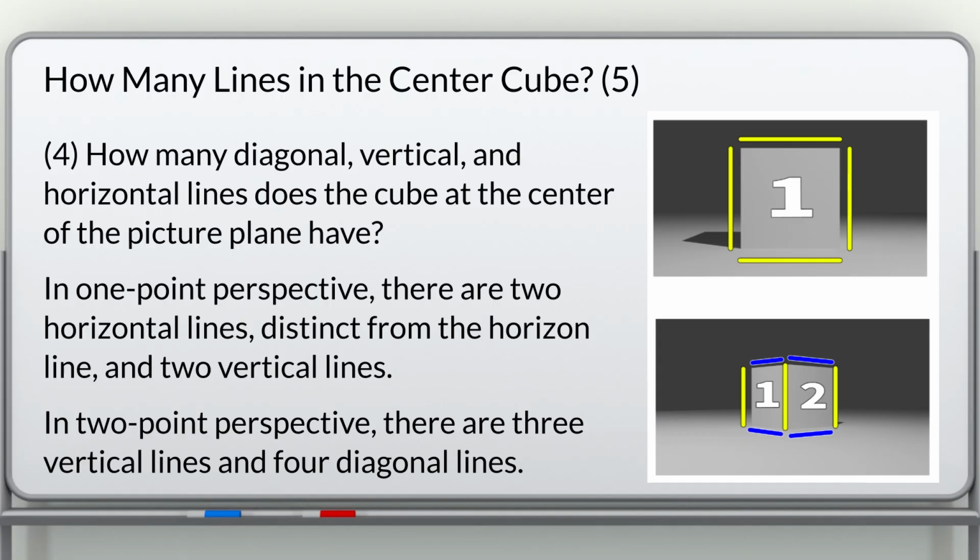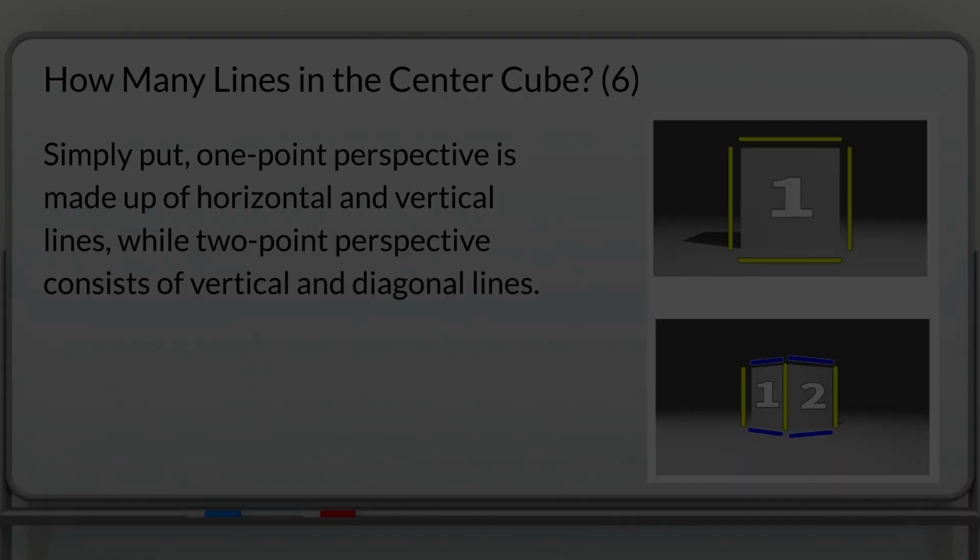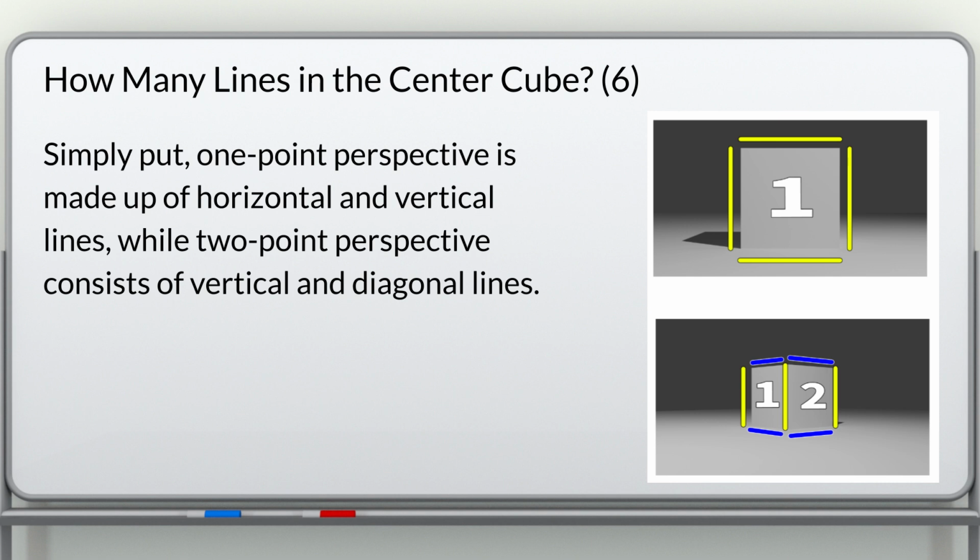I will explain how many diagonal, vertical, and horizontal lines the cube at the center of the picture plane has. In one-point perspective, there are two horizontal lines, distinct from the horizon line, and two vertical lines. In two-point perspective, there are three vertical lines and four diagonal lines. Simply put, one-point perspective is made up of horizontal and vertical lines, while two-point perspective consists of vertical and diagonal lines.